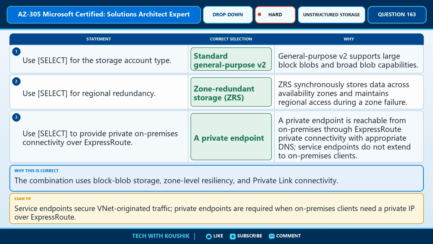A private endpoint is reachable from on-premises through ExpressRoute private connectivity with appropriate DNS. Service endpoints do not extend to on-premises clients. Remember this distinction for the exam. Service endpoints secure VNet-originated traffic. Private endpoints are required when on-premises clients need a private IP over ExpressRoute.